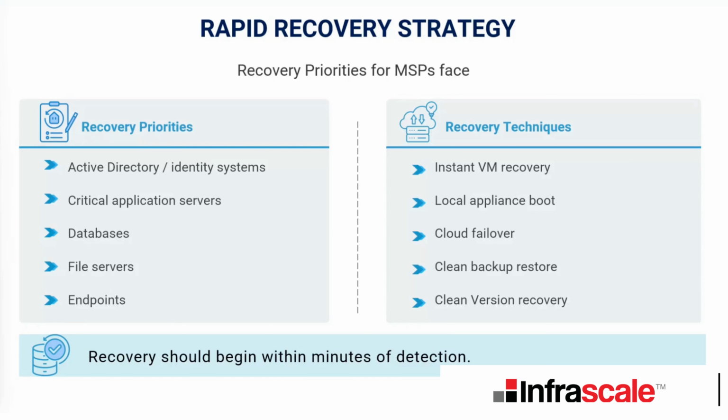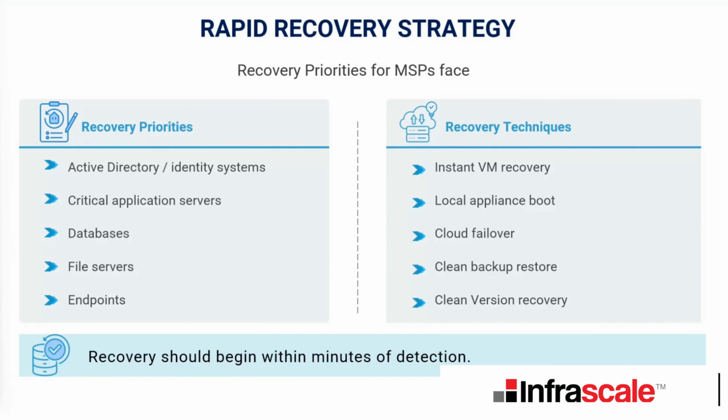Identity systems like Active Directory come first, because many other services depend on them. If identity systems aren't functioning, users cannot log in and applications may not authenticate properly. Once the identity systems are online, we need to shift our focus towards critical application servers and the databases that support them. Once that has been completed, then you would turn on the file servers, since that's where a lot of organizational data lives and where many ransomware attacks actually cause the most damage.